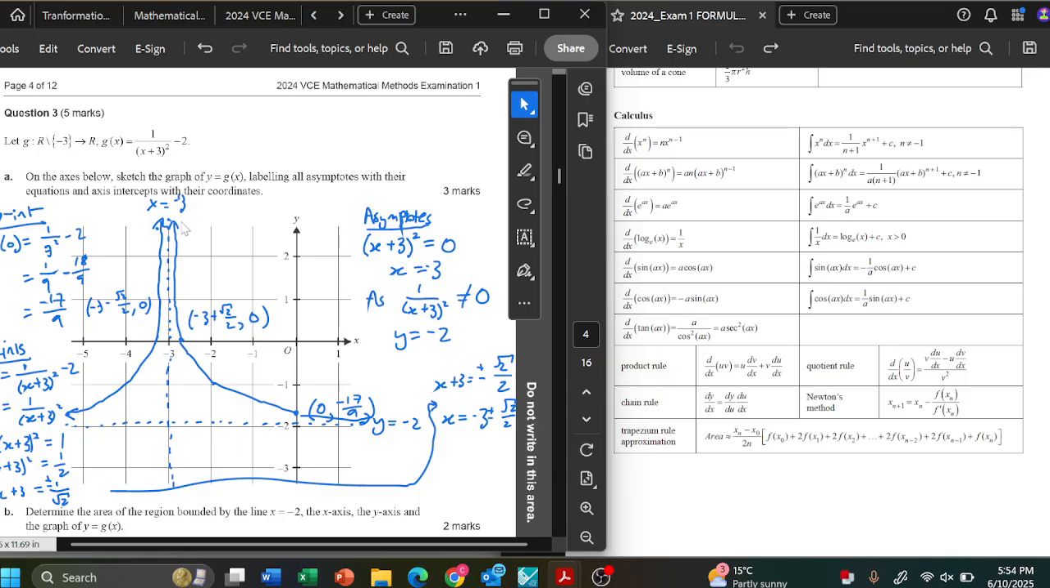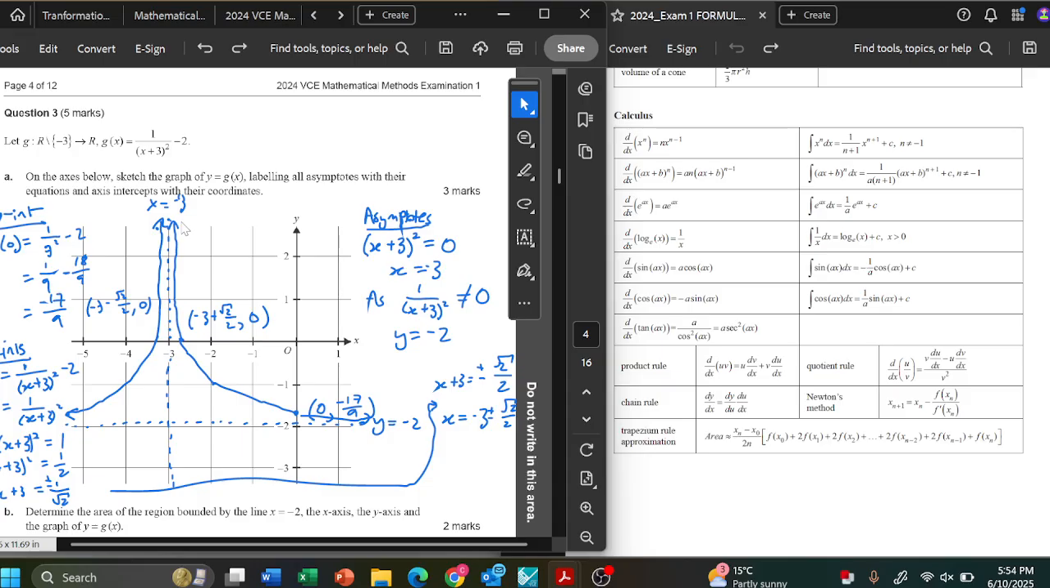And it's always good to use this grid as much as you can. You should be able to look at this function up here and see that, well, when x is equal to -2, we're going to get -2 plus 3 down the bottom. So that's 1, and 1 over 1 squared is just equal to 1. So that's going to be equal to -1. So just look for those little details. It just adds to the accuracy of your graph.